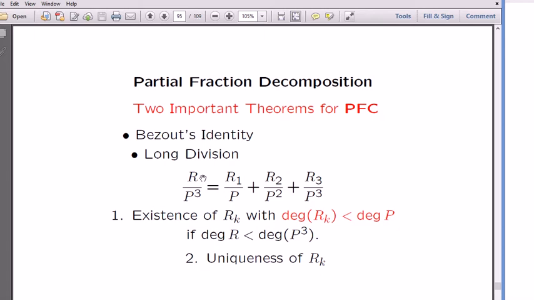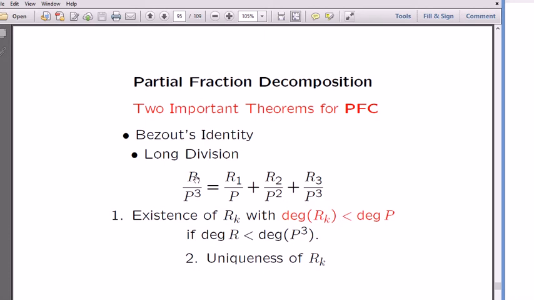P is quadratic, raised to the third power, degree 6. So r is usually degree 5 or less, right? Just like that advanced problem. Then this long division allows us to actually write it like this: p, p squared, and p to the third. More importantly, r is potentially degree 5, but you can keep each numerator degree less than p. So if p was quadratic, it's all linear, linear, linear, just like the AP problem, right? So that's the purpose of it.